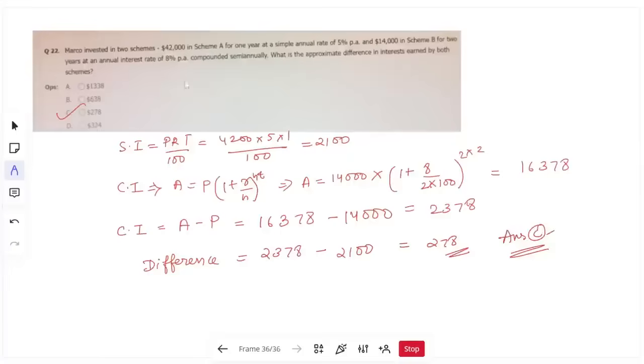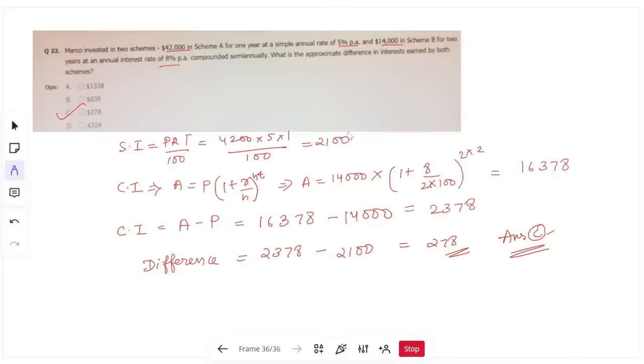Okay guys, so let's see this question. Macro invested in 2 schemes, $42,000 in scheme A for 1 year at a simple annual rate of 5% per annum, and $14,000 in scheme B for 2 years at an annual interest rate of 8% per annum, compounded semi-annually. What is the approximate difference in interest earned by both the schemes?